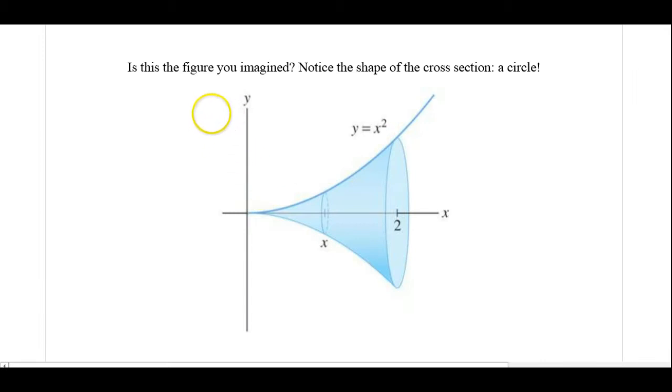So is this the figure that you imagined? I want you to notice that the shape of the cross-section is a circle. Here was that region that was bound between 0 and 2 underneath y equals x squared, bound by the x-axis and x equals 2, and rotating it around the x-axis, we end up with kind of maybe this horn-looking shape. And you can see that if I choose some random x value to draw a cross-section or slice through to get a cross-section, my cross-section is a circle.